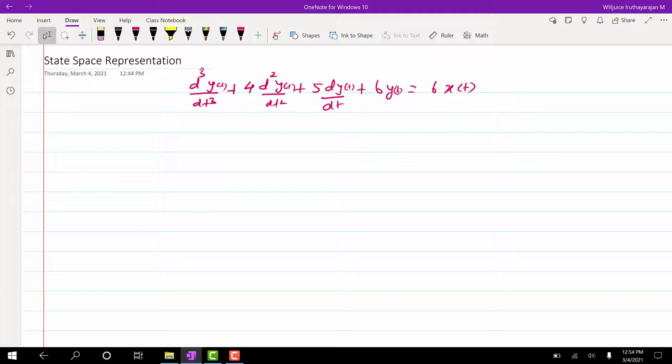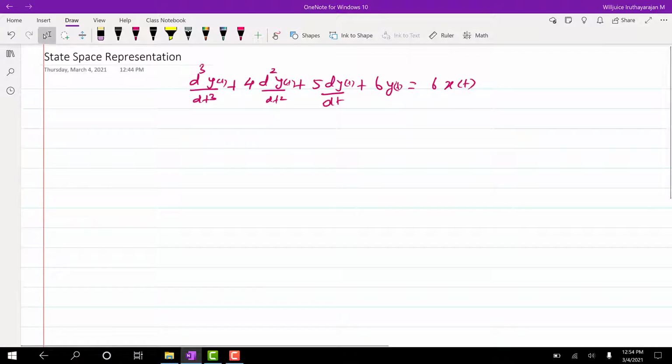Dear students, let us consider this third order differential equation: d cube y of t by dt cube plus 4 into d squared y of t by dt square plus 5 into dy by dt plus 6 into y of t, that is equal to 6 into x of t. To represent this third order differential equation in state space representation, we have to choose a minimum of 3 state variables.